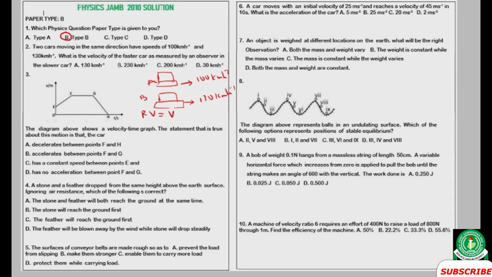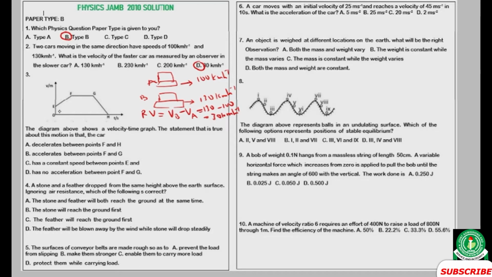So therefore we have velocity B minus velocity A. That's how to calculate the relative velocity of A and B, with reference to B, which is the faster car. So this is 130 minus 100. The answer here is 30 km per hour. So here we have option D to be our answer, 30 km per hour.